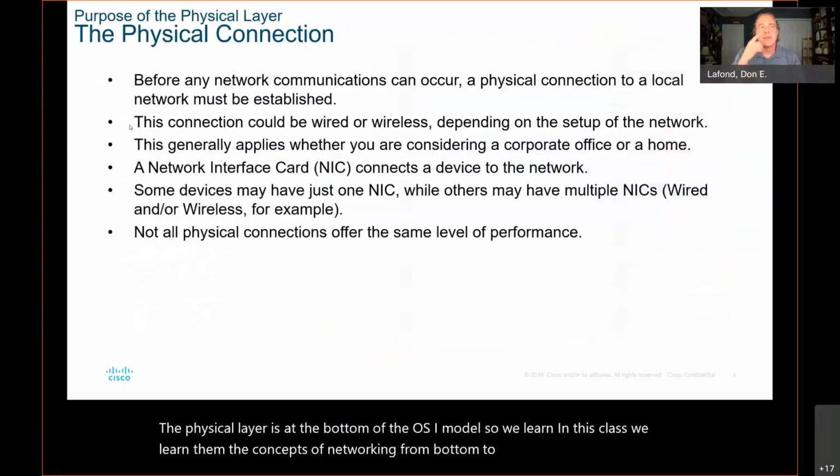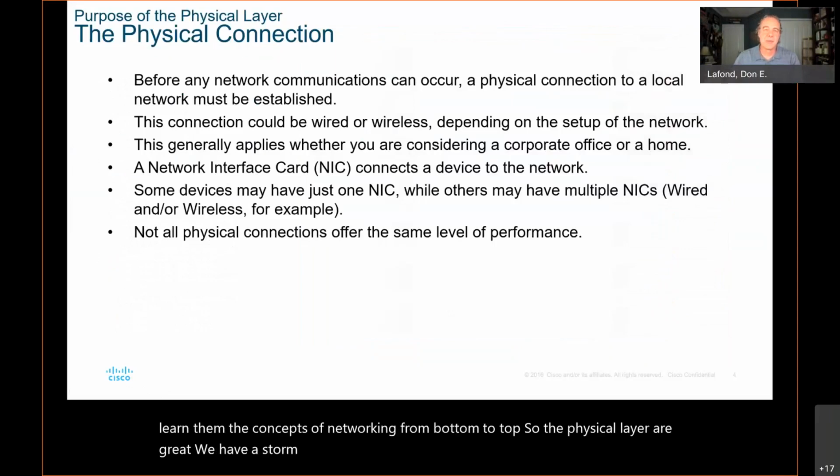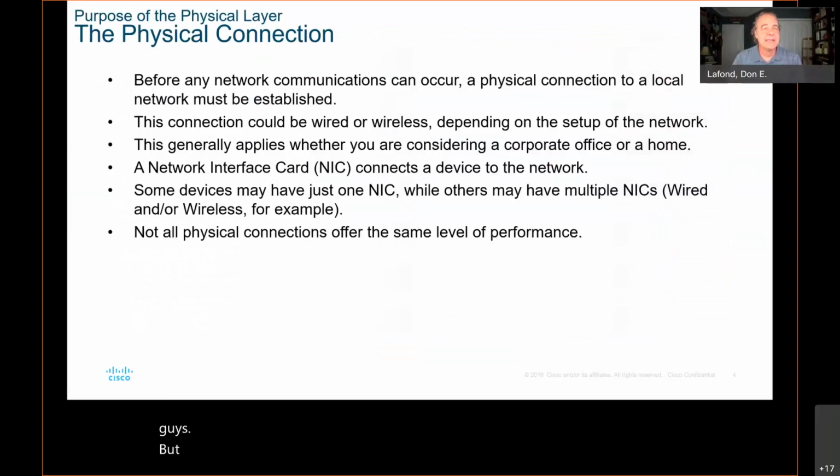So the physical layer, oh great, we have a storm tonight. I can hear the lightning, so hopefully I won't lose you guys. But we'll do the best we can.